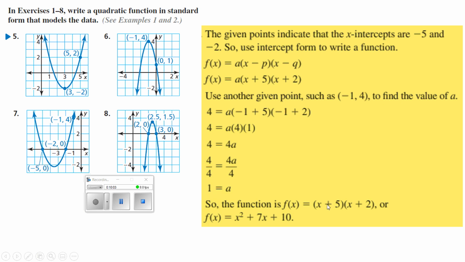So now we could say that, because a is 1, it's going to make it here. They didn't finish that off. It's going to just be this by itself. There's not going to be anything in front of it. And then you multiply this to this, which is going to give you this. All right? And you can see that x times x is x squared. 5 times 2 is 10. Then you're going to get 5x plus 2x, that's 7x.